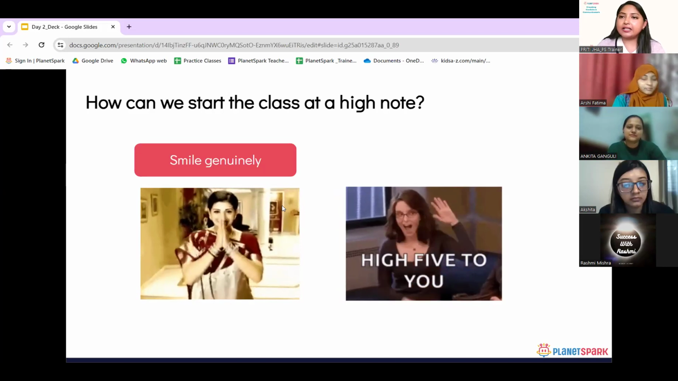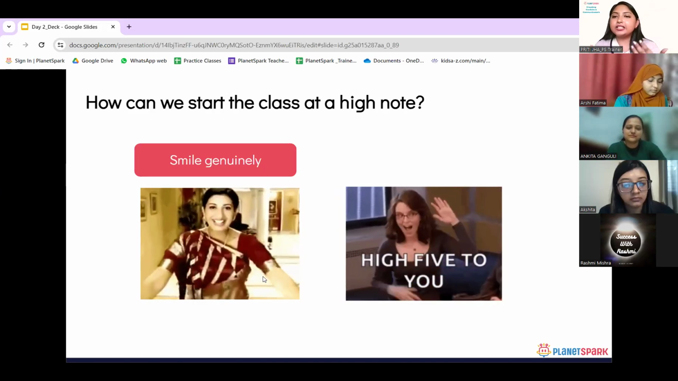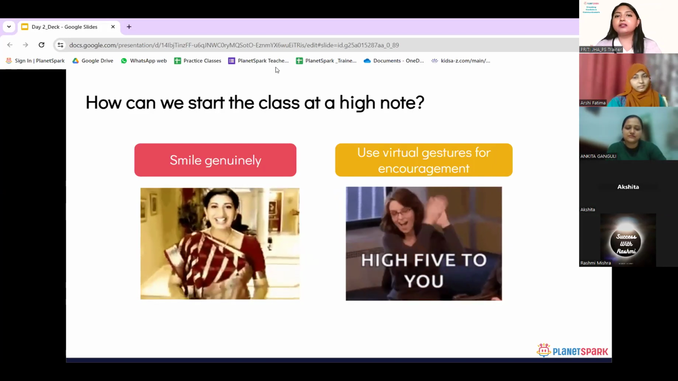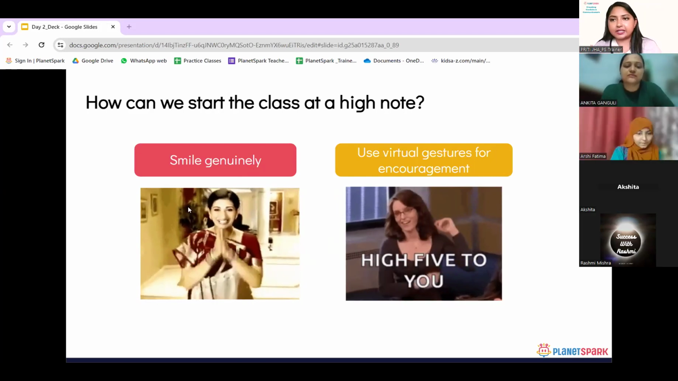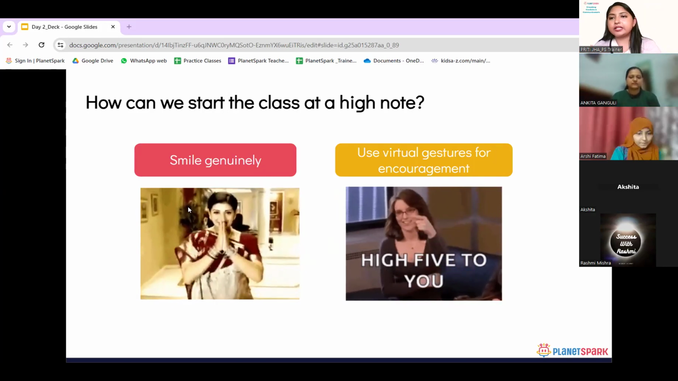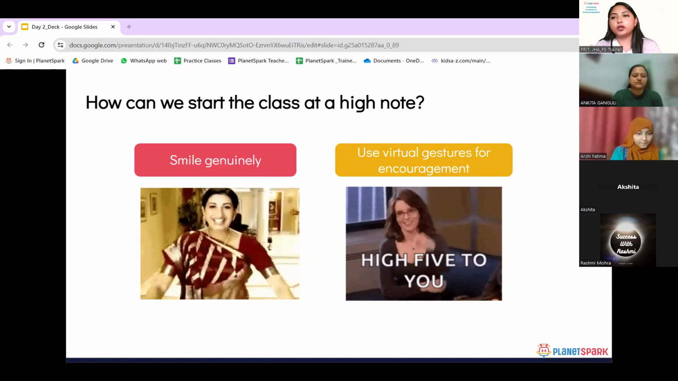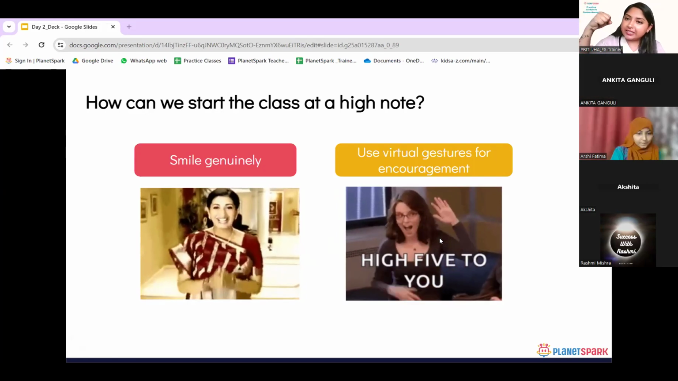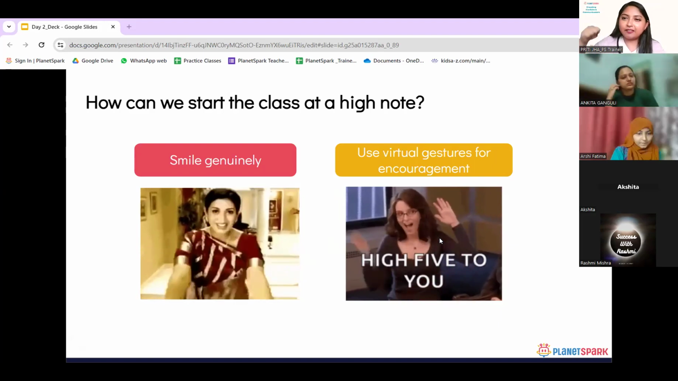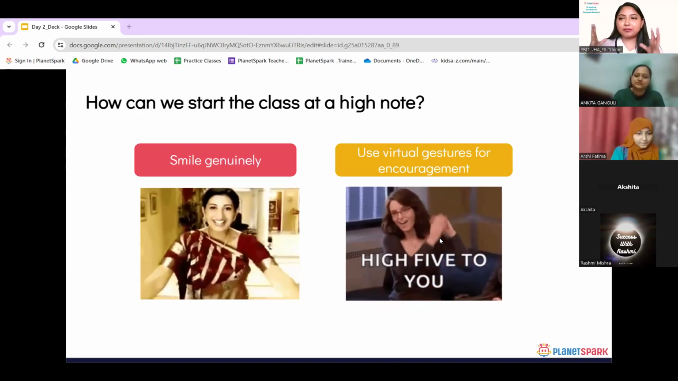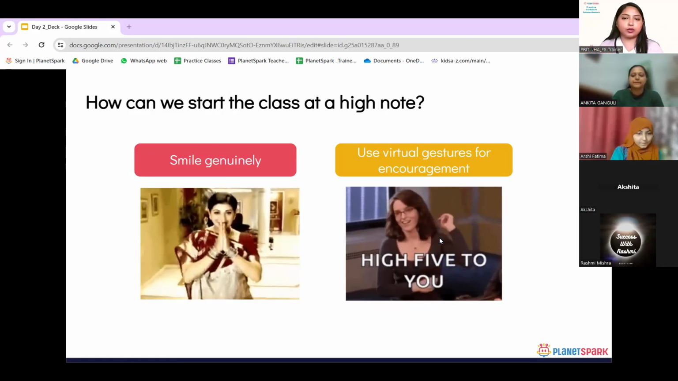So how can we start the class on a high note? We can smile genuinely. We can use virtual gestures for encouragement and have a good, loud, energetic voice. Voice we will be discussing later. But as of now, for body language and a high note, we can smile genuinely and we can use virtual gestures. Like a high five or a fist bump. Class 7 and 8 children, especially the boys, they love fist bumps. Or a victory sign or something like that. So they love those big virtual gestures.